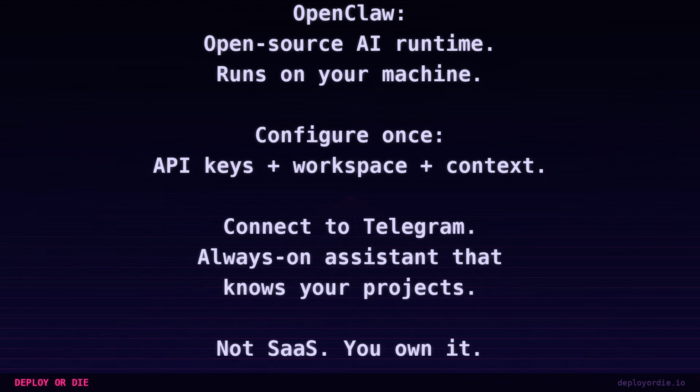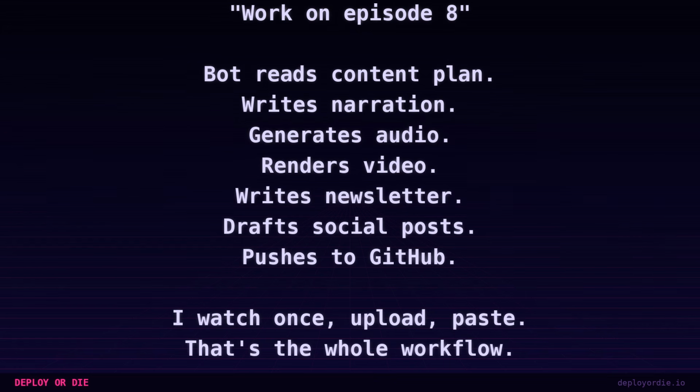OpenClaw is an open-source AI assistant runtime that runs on your own machine. You configure it once with your API keys, your workspace, and your context files. Then it connects to Telegram, Discord, or wherever you work. And you have an always-on AI assistant that knows your projects, your preferences, and your voice. It's not a SaaS. It runs locally. You own it. Here's how the Deploy or Die content workflow actually runs.